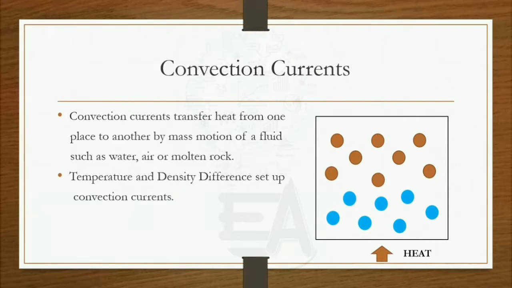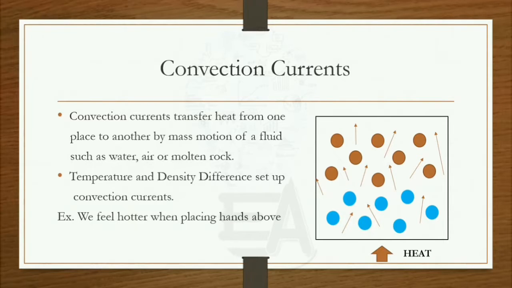This is the pictorial view of how the temperature and density difference makes a difference in convection current. So how does the convection current form? For example, if we are nearby any campfire, then you will feel heat even though you are not very near or adjacent to it. This is due to convection currents.